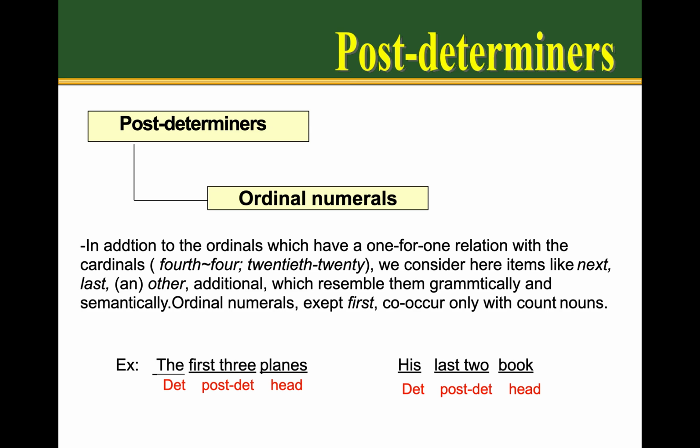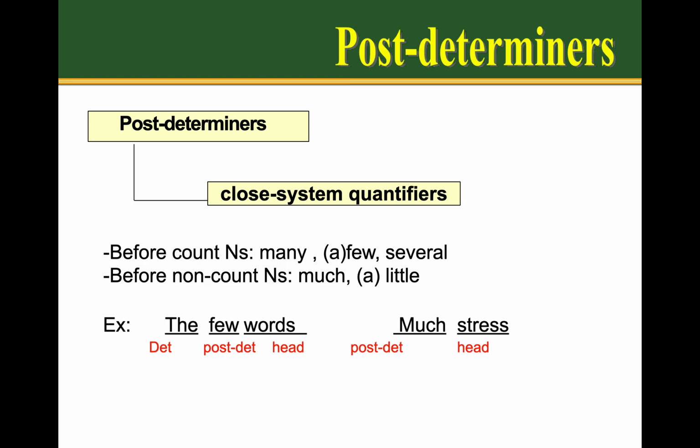The first three planes: the is a central determiner, first and three are post-determiners. His last two books: his is a central determiner, last two is a post-determiner. As we said, last, next, other, another co-occur with the numbers, especially ordinal numbers and cardinal numbers.